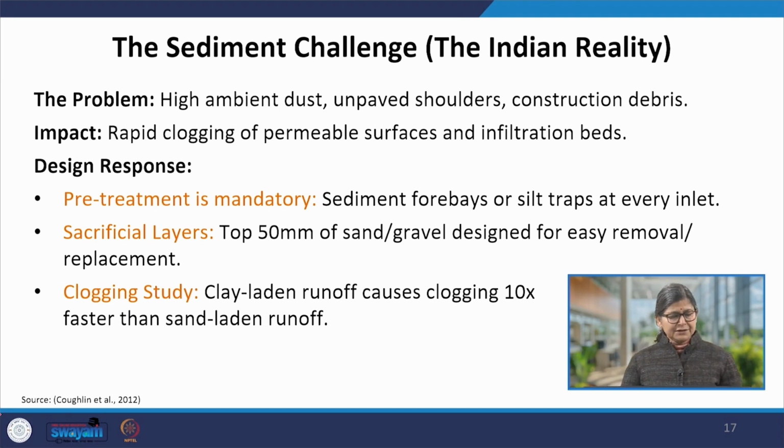So the design response: pre-treatment is mandatory. Sediment forebays or silt traps at every inlet. Sacrificial layers, top 50 mm of sand or gravel designed for easy removal or replacement. Clogging study: clay laden runoff causes clogging 10 times faster than sand laden runoff. So it has to be understood properly and accordingly need to be addressed.